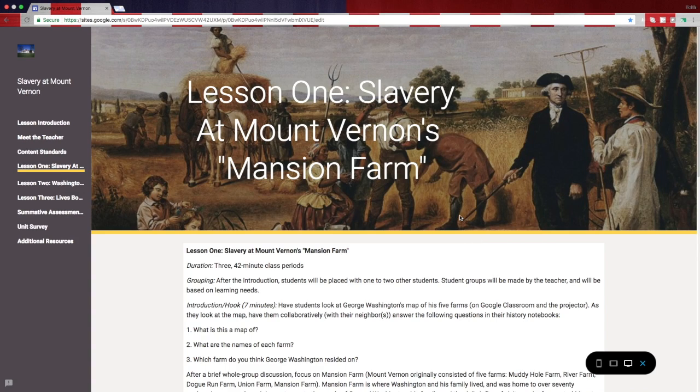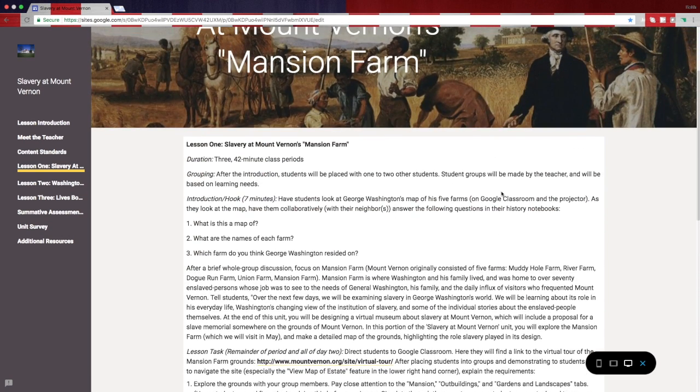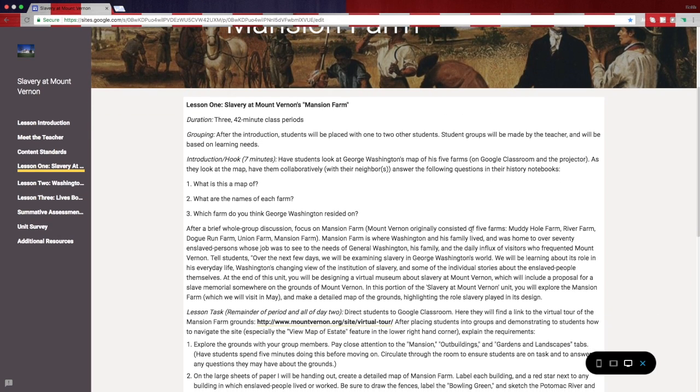Lesson 1, I entitled Slavery at Mount Vernon's Mansion Farm. Like I mentioned earlier, Washington actually owned 5 farms. And you can see from this map, which is a primary source document, that the Mansion Farm, which is, if you go to Mount Vernon today, that's right here where you visit. But there were a number of farms that George Washington owned. And students are going to first take a look at that map. And we're going to talk about how those 5 farms wouldn't have worked if it weren't for Mount Vernon.